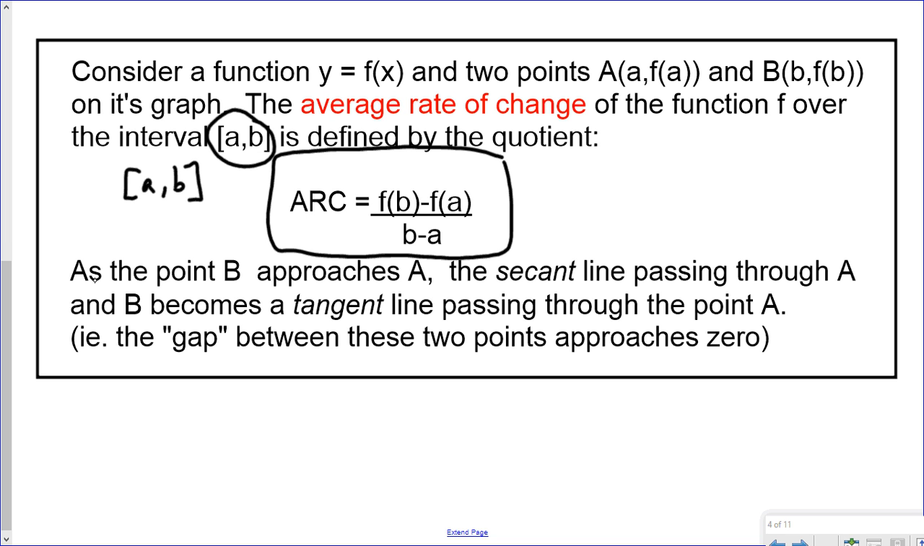Think of it this way: as the point B approaches A, the secant line passes through A, and as we get closer and closer, the secant becomes a tangent, and that's when it becomes an instantaneous rate of change. We'll go over that in a few minutes. It's always about slope calculations. Think of average rate of change as finding basically just the average between 2 points on an interval, in this case A to B.